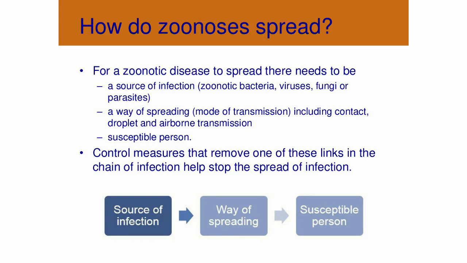Secondly, there has to be a way of spreading. This is also known as the mode of transmission, and this is how an infectious agent gets from the animal to the person. It includes contact, droplet, and airborne transmission. Some zoonoses also spread by foodborne transmission, such as listeriosis, but I won't be talking about that mode of transmission today. So each zoonotic disease has one or more preferred ways of spreading, which I'll look at in more detail over the next few slides.